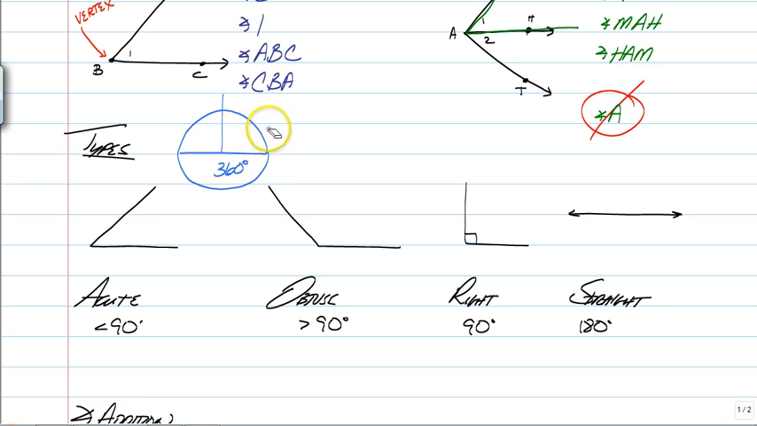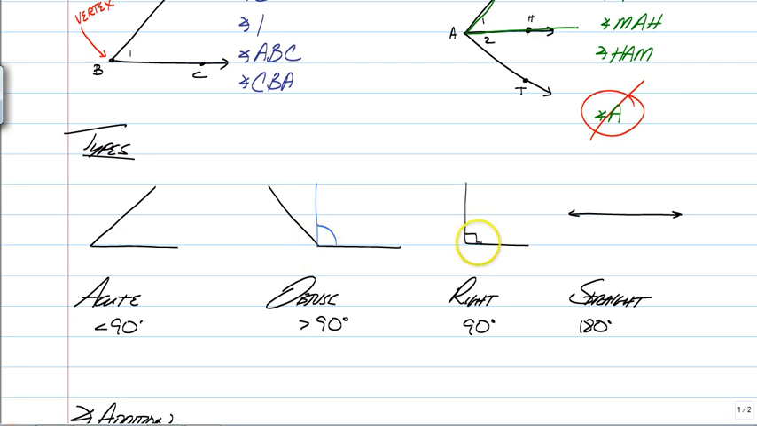So if we are looking at what's known as an acute angle, it's going to be less than 90 degrees. So that blue arc would represent a 90-degree angle. If it's smaller than 90 degrees, it's acute. Obtuse is more than 90 degrees. So if you have a 90-degree angle, it's going to continue to go past 90 degrees.